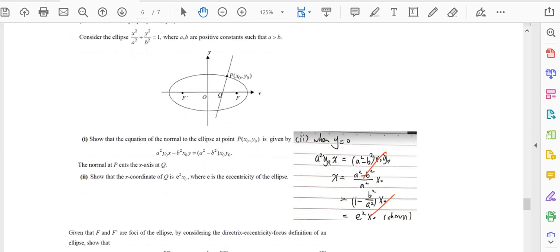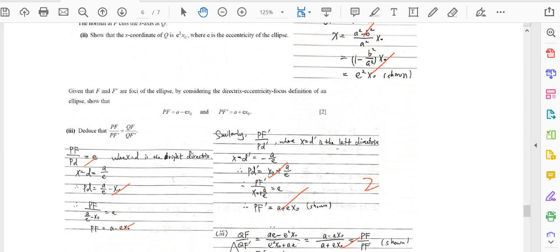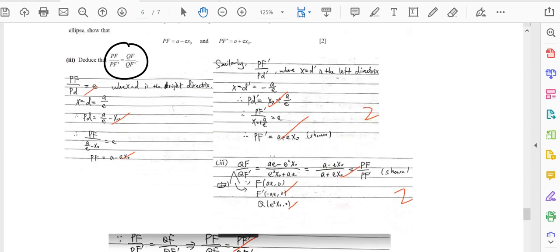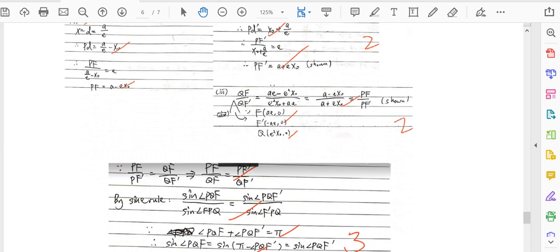Okay, so in this case, we got the x coordinate. So this part wasn't a problem. In a way, you're also tasked to consider directly the definition to work out PF and PF prime. So there's no problem with this. Even deducing this is also not an issue. It's the last part, on proving the reflective law.